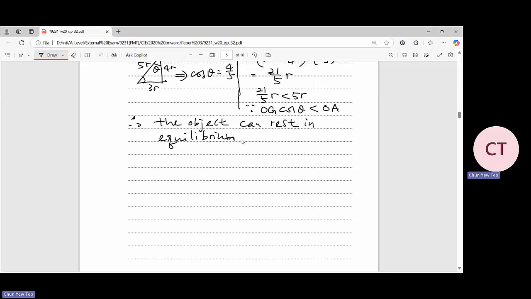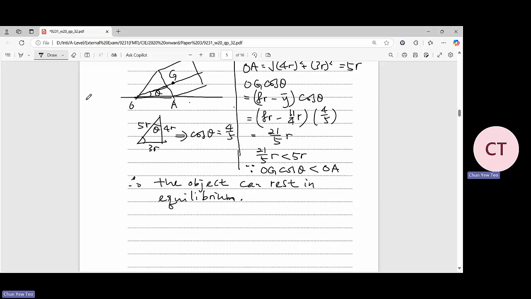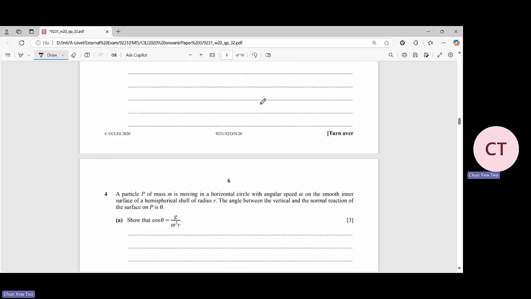Okay, I think we can just write the object can rest in equilibrium because of this reason, right? So you can see that your OG cos theta, this is your OA. Your OG cos theta at most can only be equal to the OA, cannot be greater than OA. If greater than OA, then it will topple. So this is something you need to be aware of. So now we move on to question number 4.